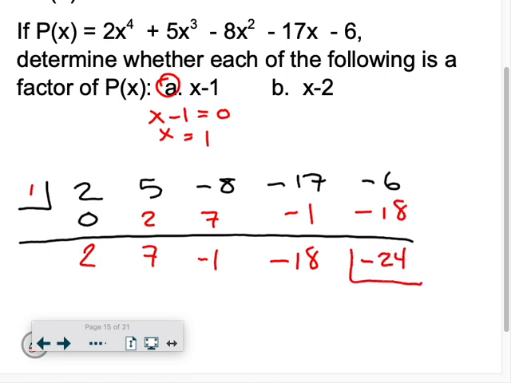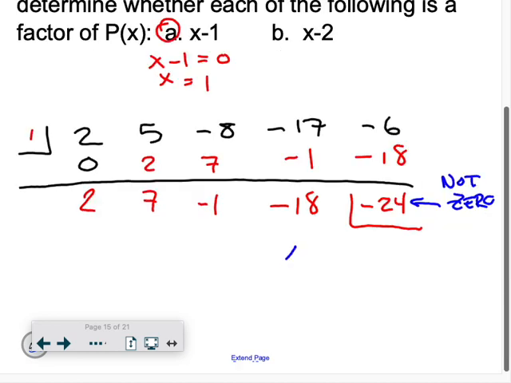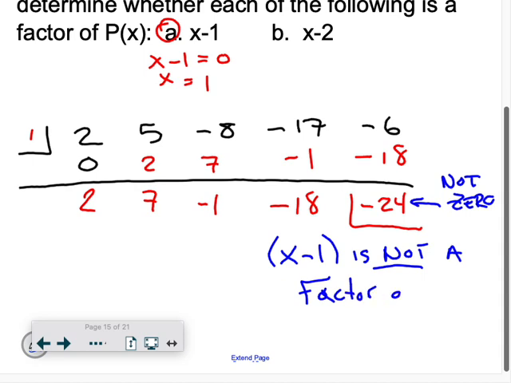This is not 0. Therefore, x minus 1 is not a factor of p of x.